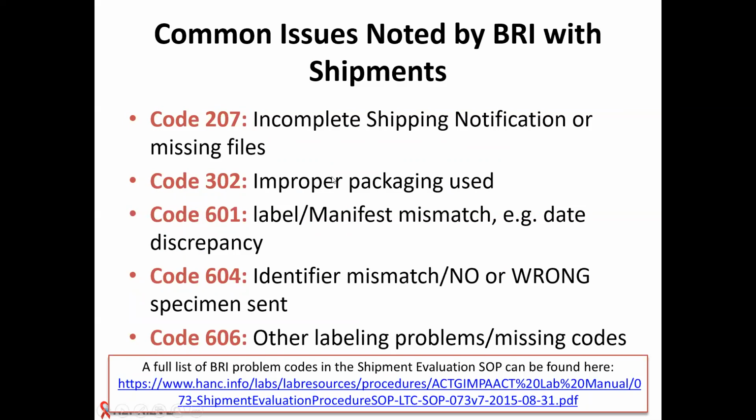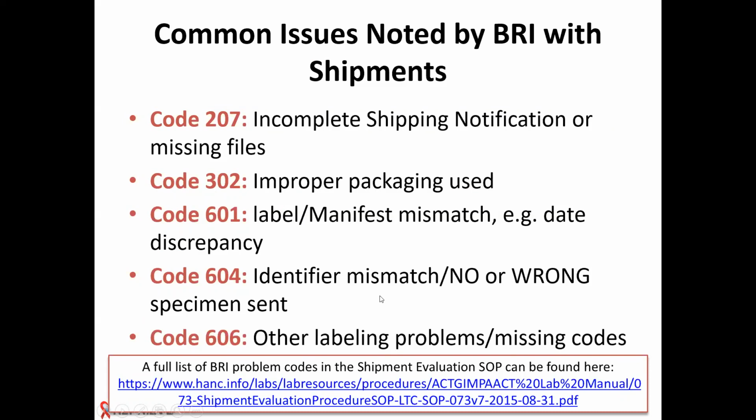We have a code for improper packaging. Make sure you're using all of those materials that we discussed. We have a label manifest mismatch or a date discrepancy. So you are labeling and dating the boxes, you're labeling and dating the Tyvek envelope, and you have the labels and the dates on the manifest. So you want them all to be aligned.